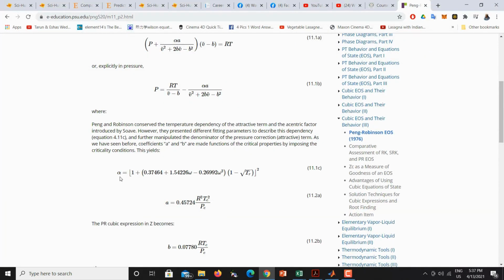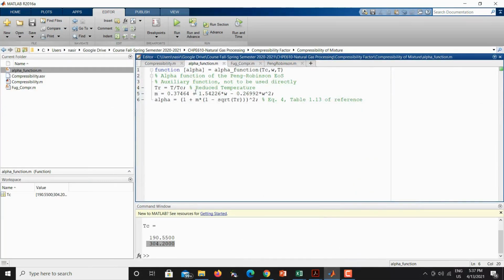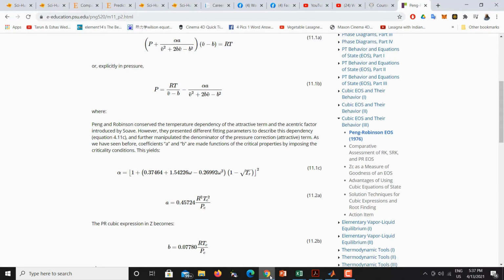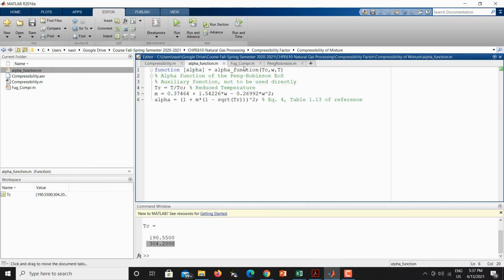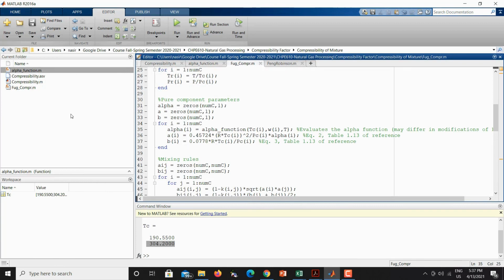This formula I need to put inside this function. And what this function is doing, basically, is calculating the value of alpha for you. So instead of writing everything inside this file, you need to make it a separate function, so you don't have to be messing around in this particular file.